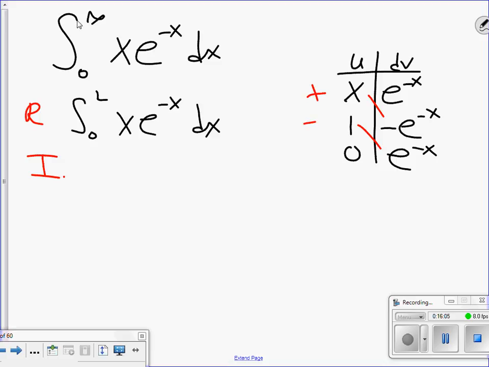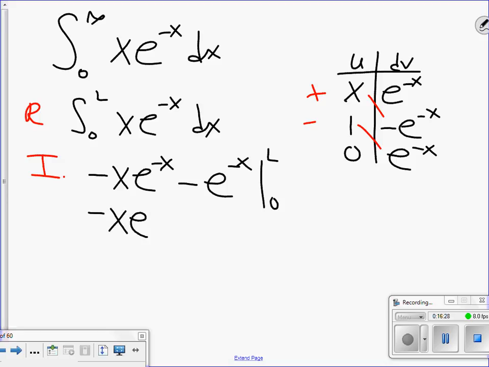So let's write down this antiderivative. What's the first term of my antiderivative? Negative x e to the negative x. Okay. And what's the next term? Right. Now it's a definite integral, so we're going from 0 to L. We're going to plug in the L. Negative L e to the negative L, plugging in the L first for the x, and then we'll plug in the 0.